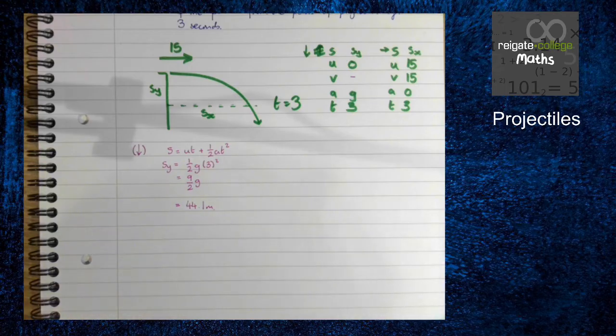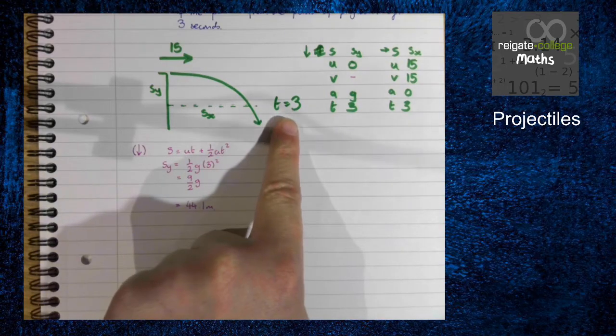But if you kick a football, it doesn't take long. If you're thinking about a free kick, it doesn't take long for the free kick to get from the foot to the goal. It's a matter of half a second, maybe, depending on the distance of the free kick. So 3 seconds for a projectile is quite a long time.